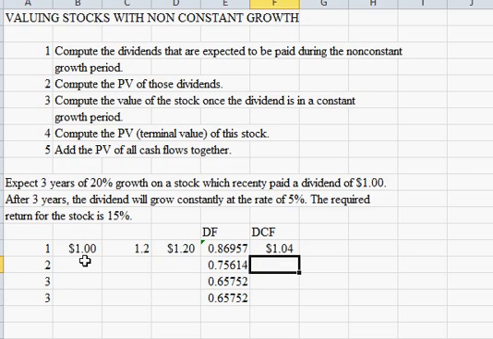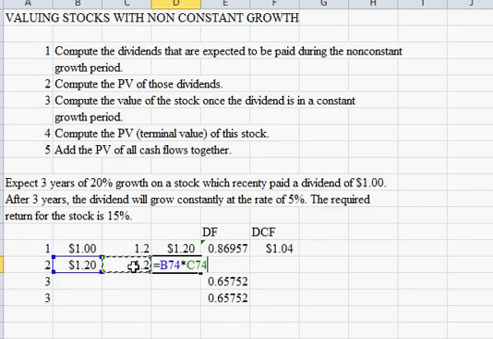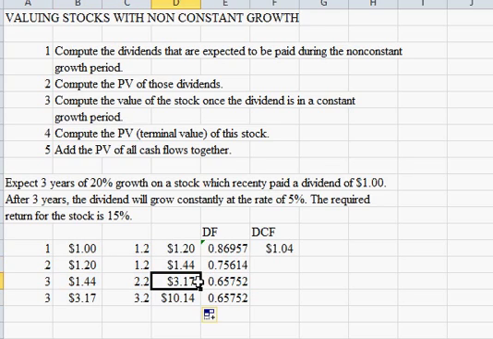And then year 2 comes along, and you start with the $1.20 again, growing at 1.2 or 1 plus 20%, and it's worth $1.44. And then we can repeat that for the 3rd year. And we're also going to do the math here too.